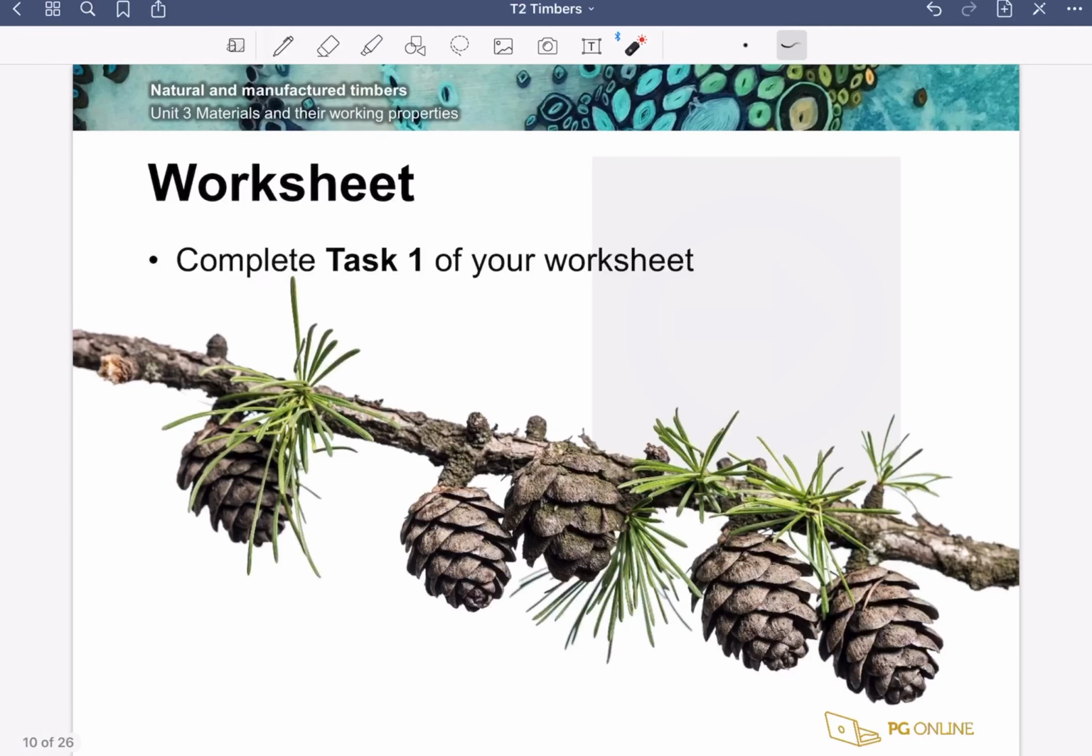Right, I'd like you to complete task 1 in your worksheet booklet. Okay, so if you open up task 1, have a go through the worksheets. If someone can pause this video, and then we'll come back to the rest of today's session.